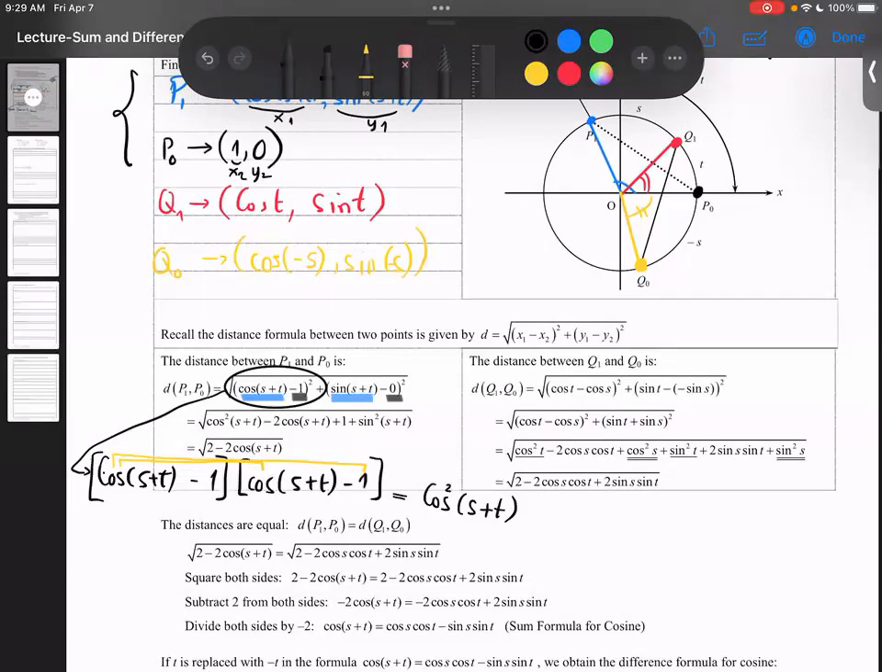Cosine s plus t times negative 1. That's negative cosine of s plus t. Then inner, right? Negative 1 times cosine s plus t is negative cosine s plus t again. And then last: negative 1 times negative 1 is plus 1.